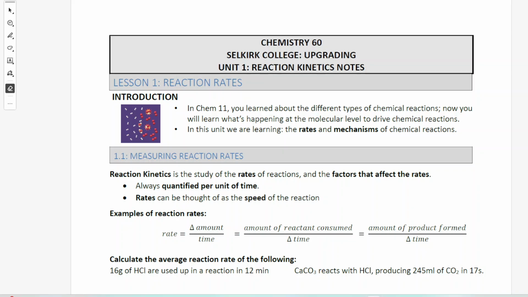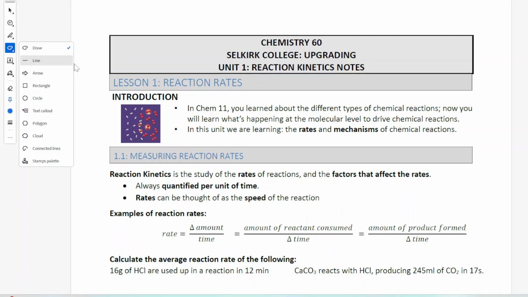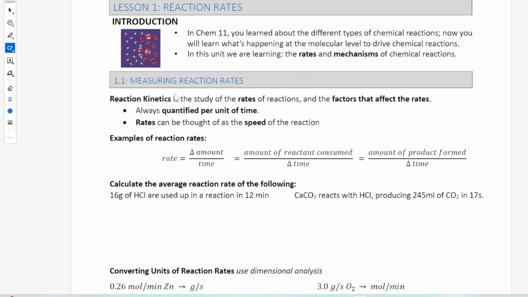So just sort of an introduction for you so you know where we're coming from with this: in Chem 11, you learned that there are different types of chemical reactions. And now you're going to learn what's happening at the molecular level to drive the chemical reactions. And in this unit specifically, we're going to be learning about the rates and mechanisms of chemical reactions. So this first lesson is going to be all about reaction rates.